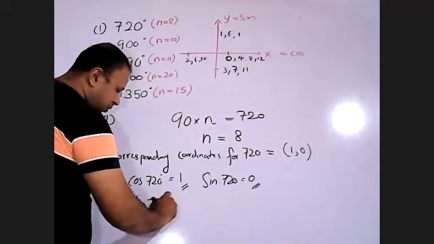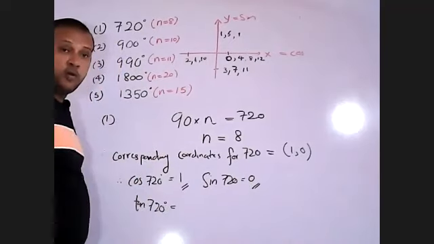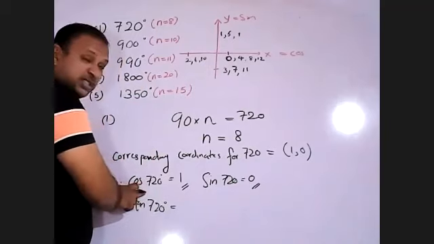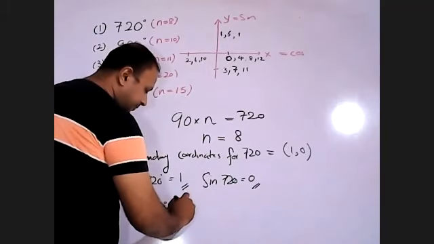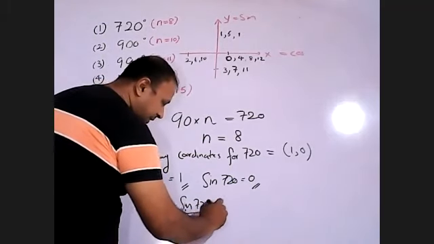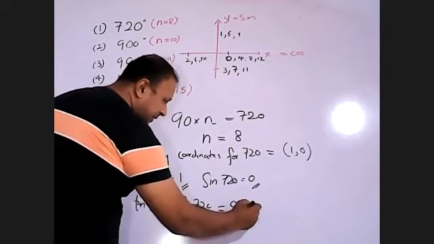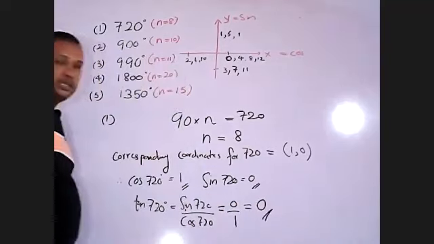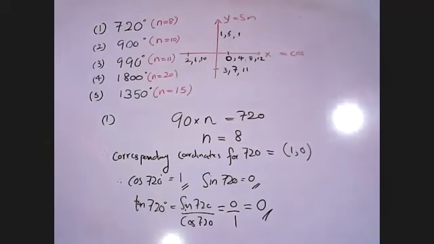Tan 720 is equal to sine 720 over cos 720. That means 0 over 1. That is equal to 0. Okay. This is the answer for the first one. Now you can determine the values for the second, third, fourth, and fifth questions.